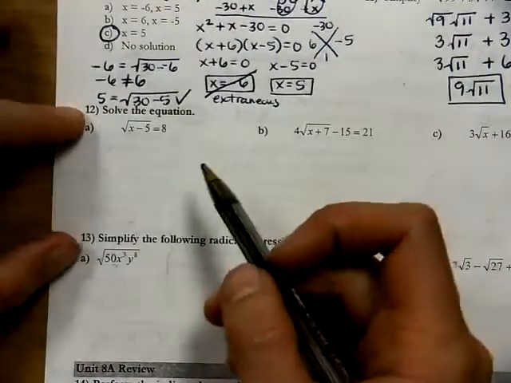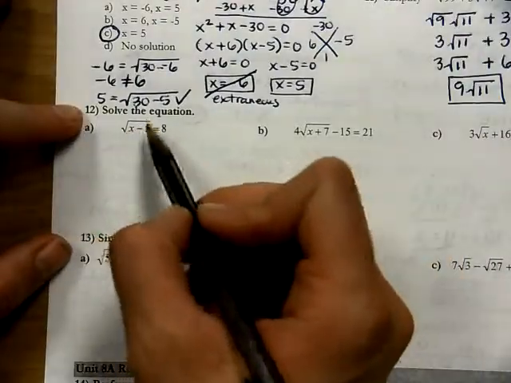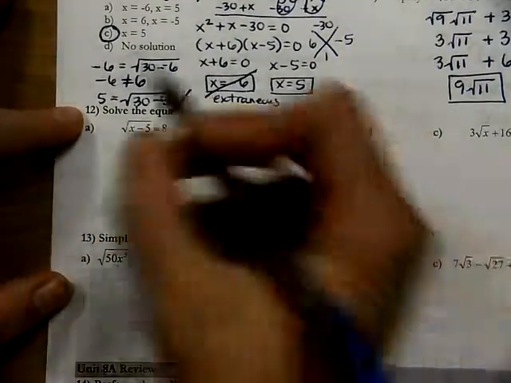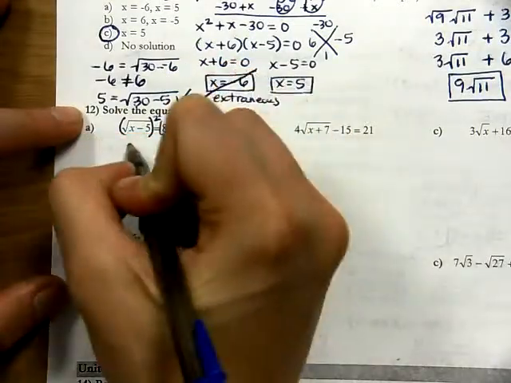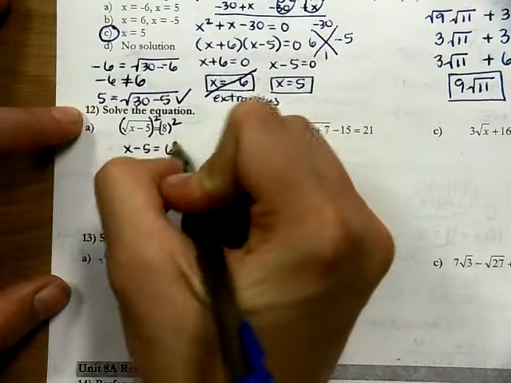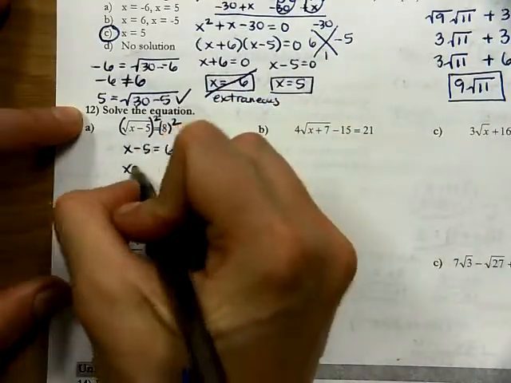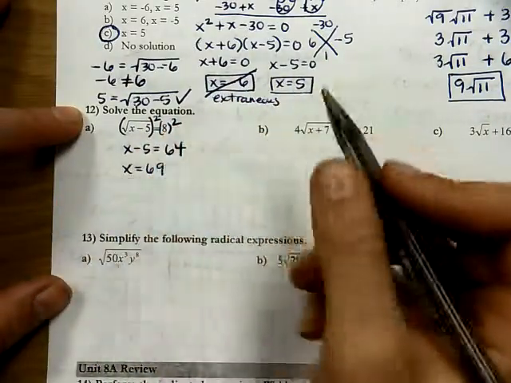Scooching over here, I'm now solving the equation. Remember, this is a square root equation. We always have to check for extraneous solutions. To undo the square rooting, I square both sides, and I get x minus 5 equals 64. Now I add 5 to both sides, and I get x equals 69.